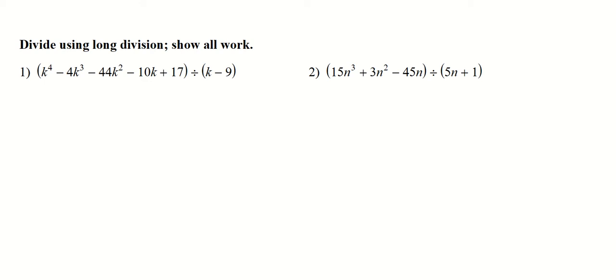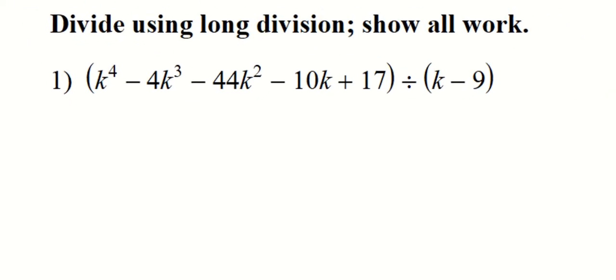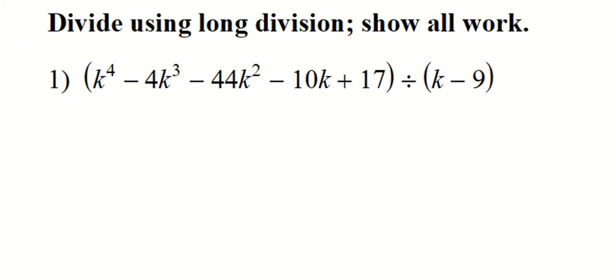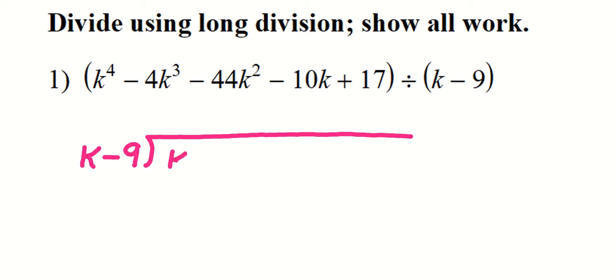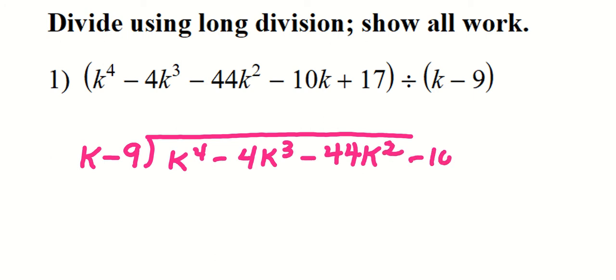I'm going to zoom in. And let's start by putting the k minus 9 on the outside. And then we want to confirm that we have all powers present. We're starting with a power of 4, going down to a power of 3, power of 2, power of 1, and a power of none.